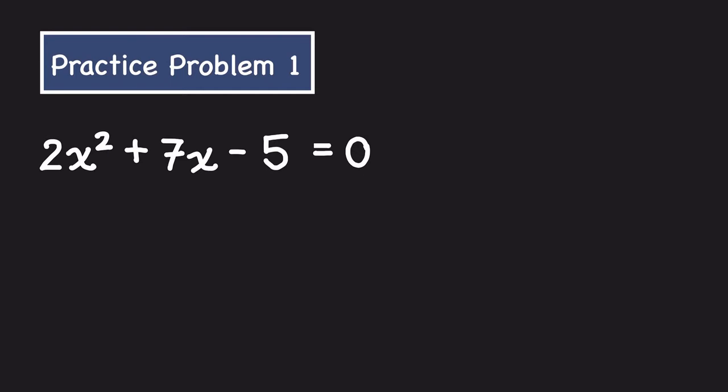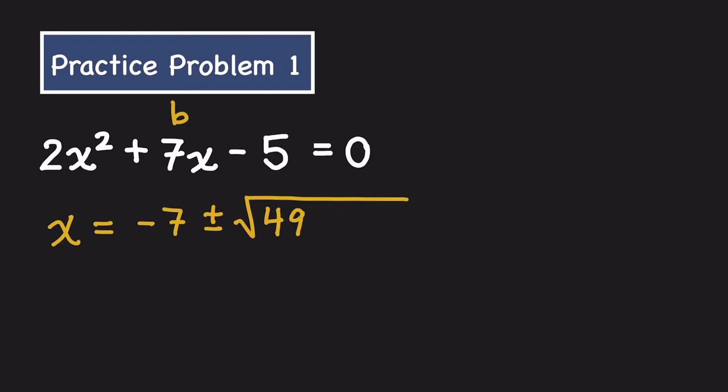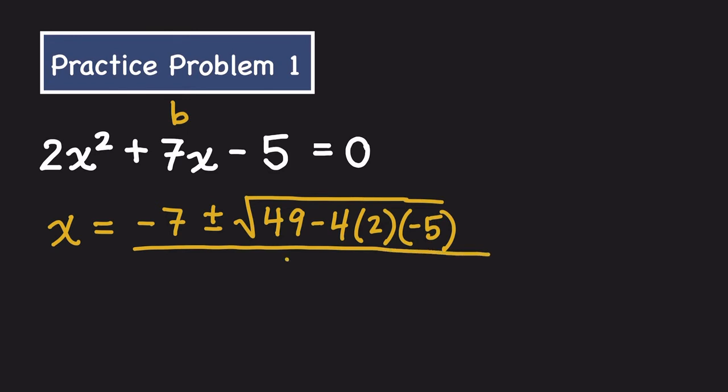Let's forge ahead. So we know that x is going to be equal to the opposite of b. Remember, 7 here is b, so we're going to write negative 7 plus or minus the square root of b squared, that's going to be 49, minus 4 times our a times our c. And this will all be over 2a, which in this case is going to be 4, because this is a and this is c. Let's clean it up.